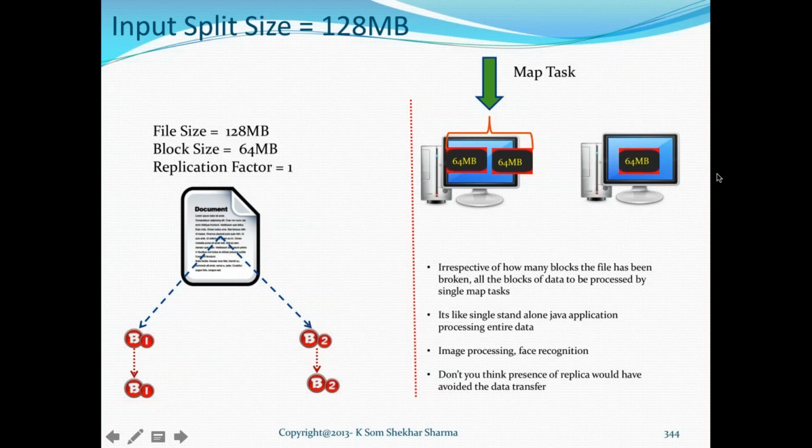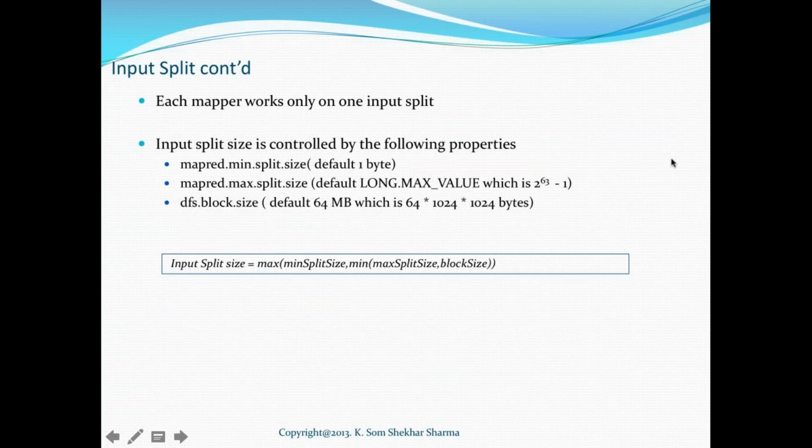And how do you do that actually? It uses this formula. Input split size is the maximum of minimum split size, comma, minimum of maximum split size, comma, block size. So it is controlled by three properties. You have the property mapred.min.split.size, the default value being 1 byte; mapred.max.split.size, the default value being 2 raised to the power 63 minus 1; and dfs.block.size, which is per file.